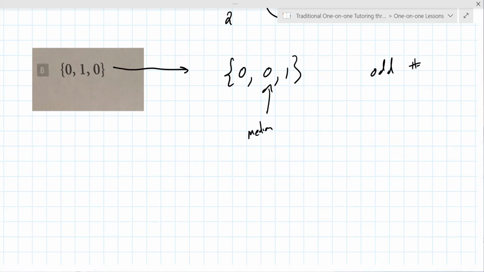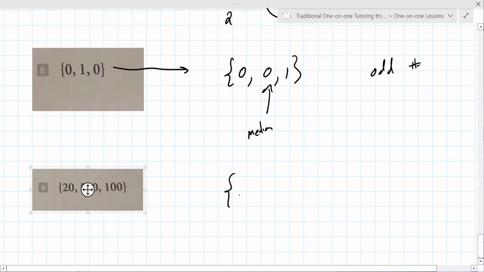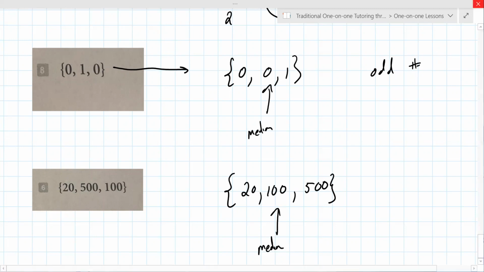All right, so let's go to number 6 next. It's got 3 numbers in it. 20, 100, 500. Middle one would be 100. Yeah, we like those that have an odd number of numbers. All right, let's do 4 next.